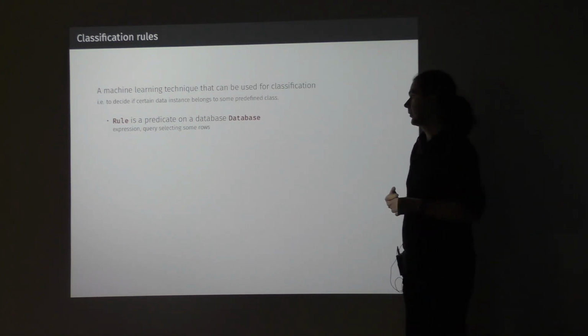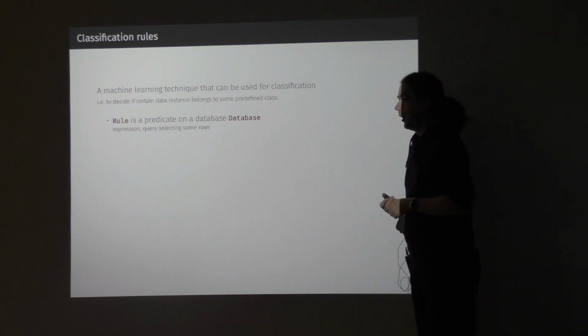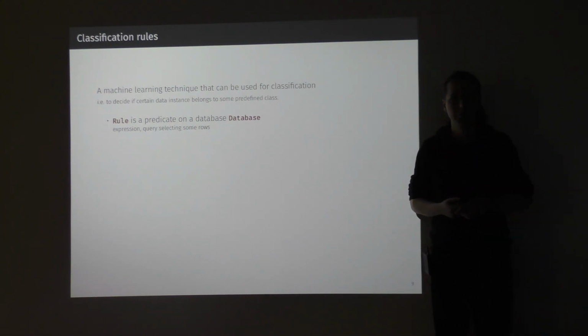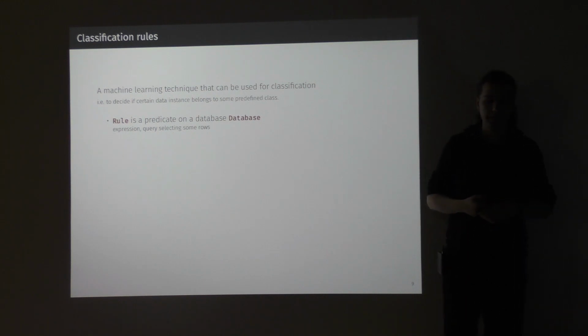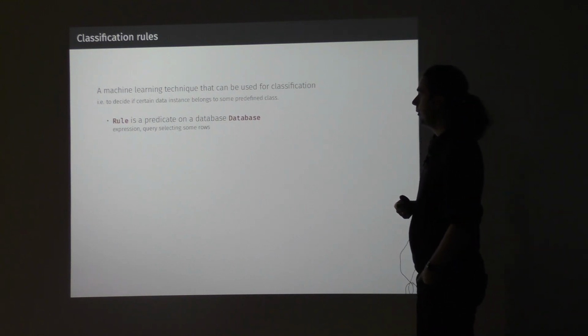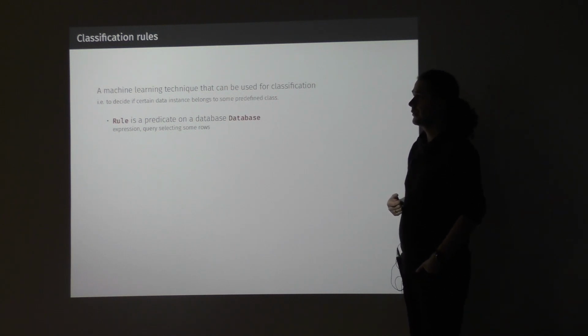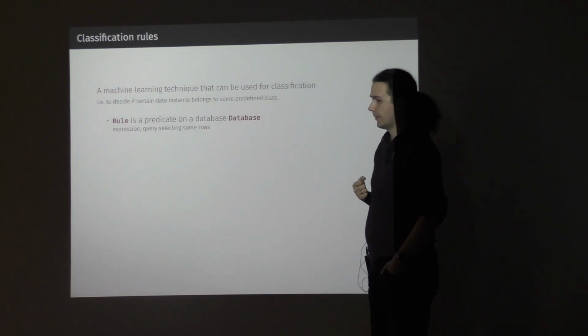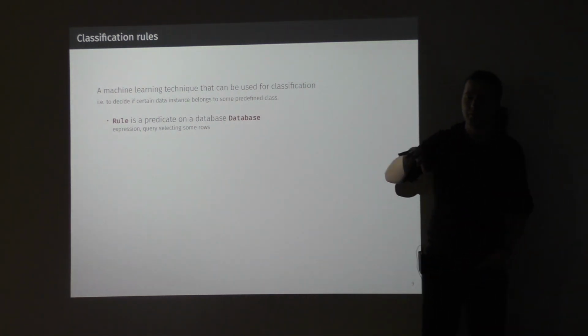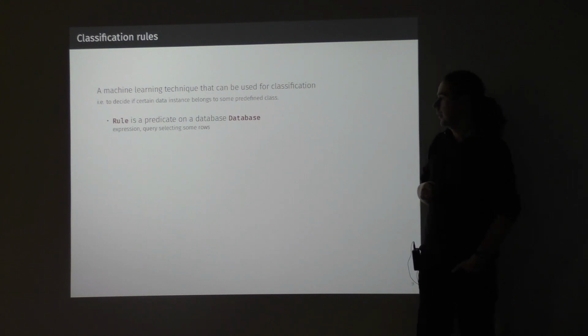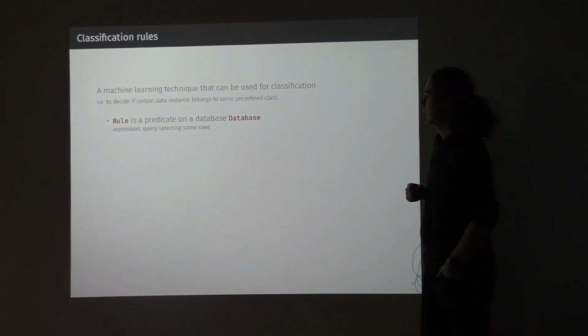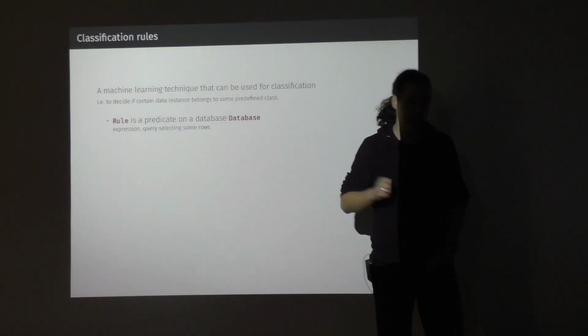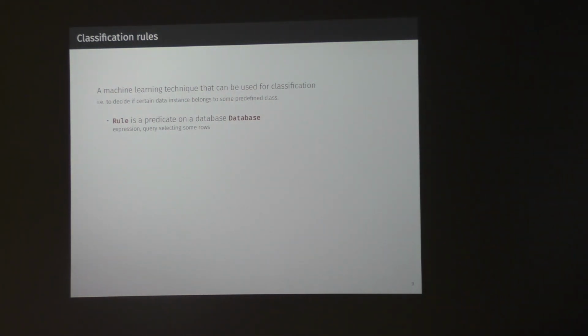But just a short recap of what I mean by the rule. A classification rule is a machine learning technique to assign a class to a data instance, which is very simple and very easy to interpret. This is basically a predicate on a database, like the where part of an SQL query, or some logical expression that picks out some rows. This is all we need to know at this moment, actually.